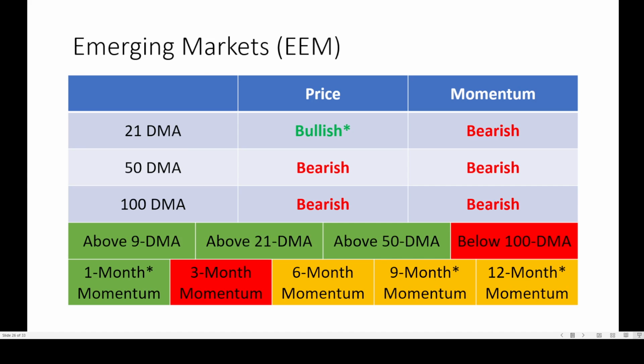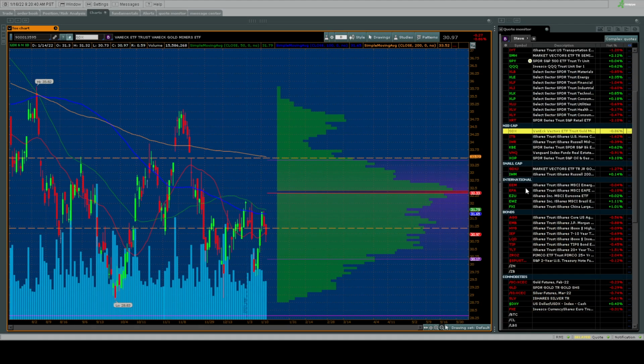How about emerging markets? 21-day moving average turning up. It's above now all the way through the 50-day moving average. 1-month momentum has turned back positive. 9 and 12-month momentum, which are negative, are fighting back higher. The key ones being the 3 and the 6. So 6 months still moving higher, but the flip on the 9 and the 12. Let's go and take a look at what we see on EEM.